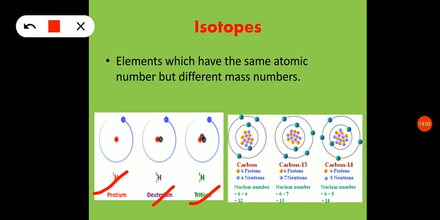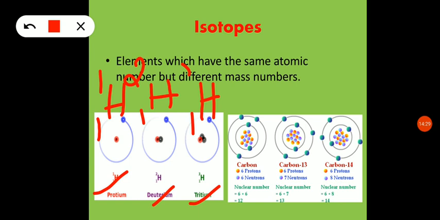Here protium means the hydrogen atomic number is 1 and mass number is 1. Deuterium means 2. So the atomic number is the same here, it is 1 only. Only the mass number changes, it has 2. And tritium means 3. Atomic number is 1 but the mass number is 3. Such elements are called isotopes.